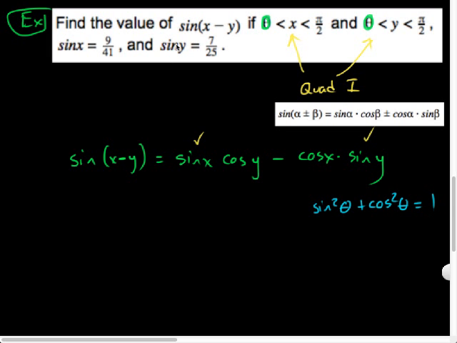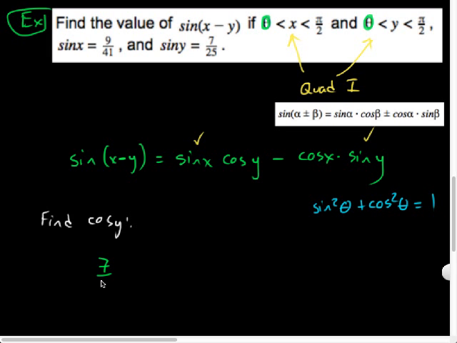Now check this out. I know sine y, I want cos y. I can find that information here, right? Okay? So I'm just going to plug in what I know, solve for what I don't. All right, so let's find, part 1, let's find cos y. How am I going to do that? I'm going to plug into this trigonometric identity. This is a classic Pythag right here.